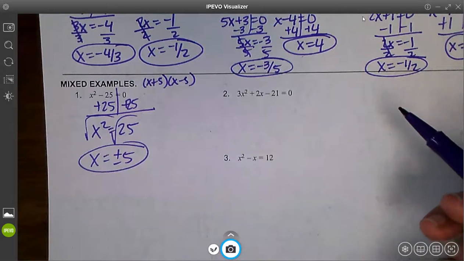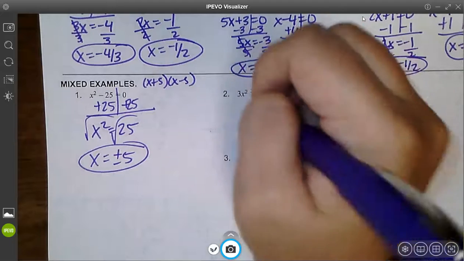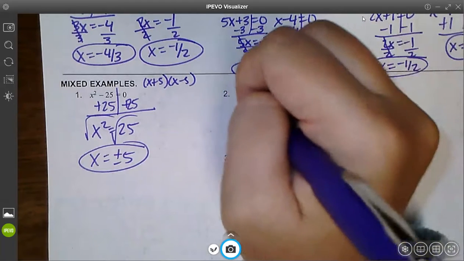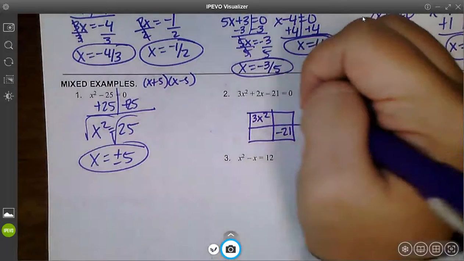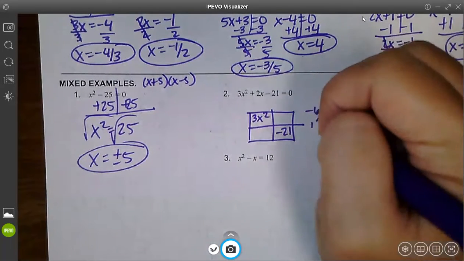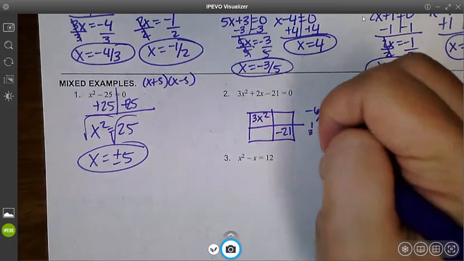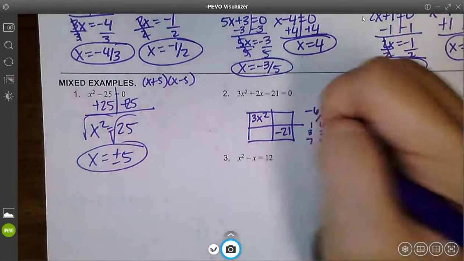Sorry, my formatting, my column didn't put it there for some reason. The next one, I'm going to factor using the box method. 3x squared and -21. 3 times -21 is -63. Factors of 63, 1 and 63. 2 doesn't go in. 3 and 21. 4, 5, 6, nope, 7 and 9.